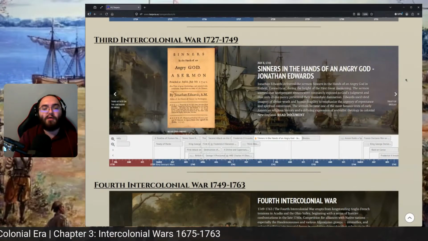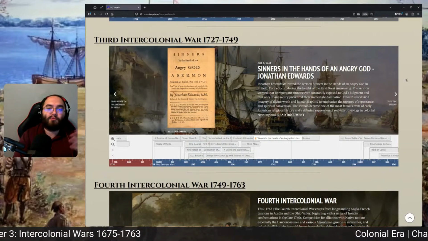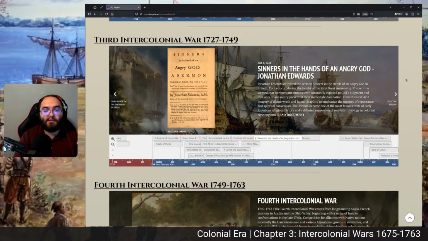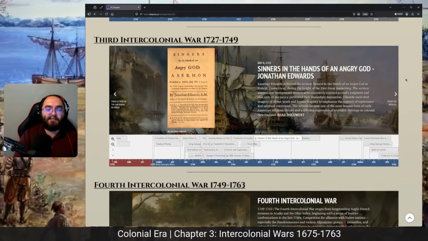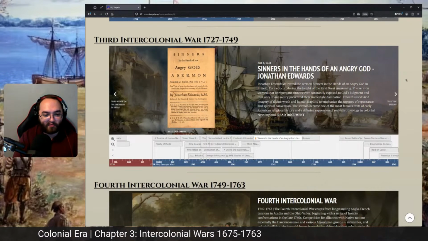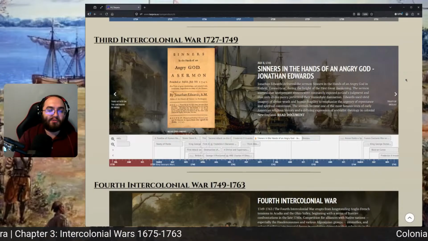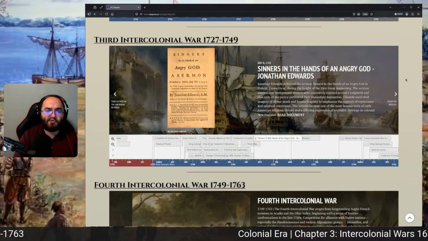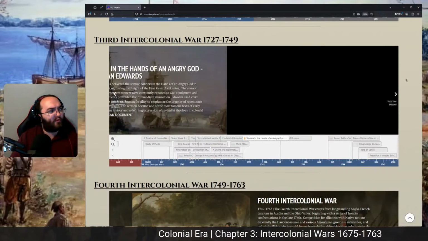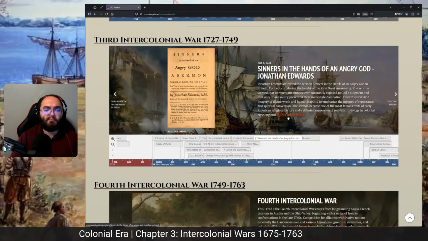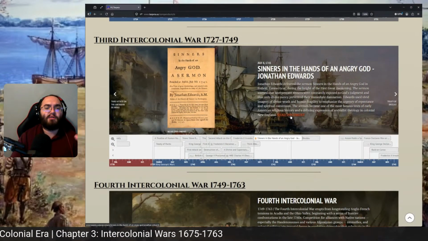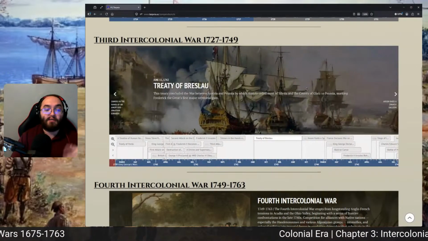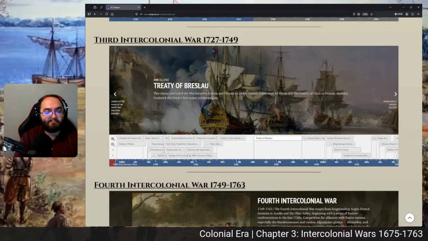Here's yet another sermon during the Great Calvinist Revival, or the Great Awakening. This time it is Sinners in the Hands of an Angry God by Jonathan Edwards. This is a very famous sermon during the Great Awakening. And it's a very interesting read. I encourage you guys to read it. And again, for all these primary source documents, we have a read document button. When you click on this, it will take you to the full text of these primary sources, if we have the primary source on the timeline.